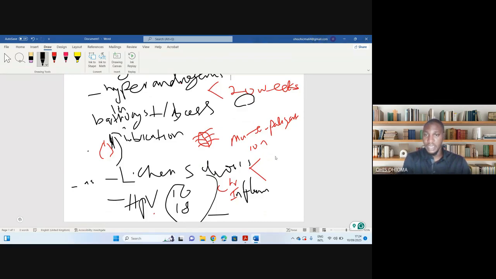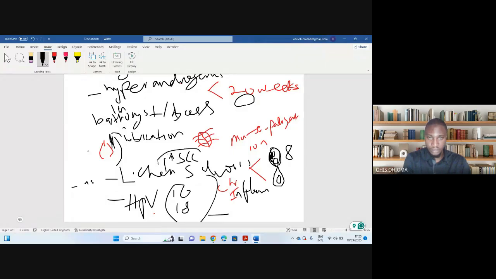So if this is the vulva, this is the urethra, this is the vagina, and this is the anus here. There is thickening of this wall here, and thickening of this wall here. In severe cases, all this place is thickening. It gives you this figure 8 sign. And the last thing I mentioned about it is that it increases the risk of squamous cell carcinoma.